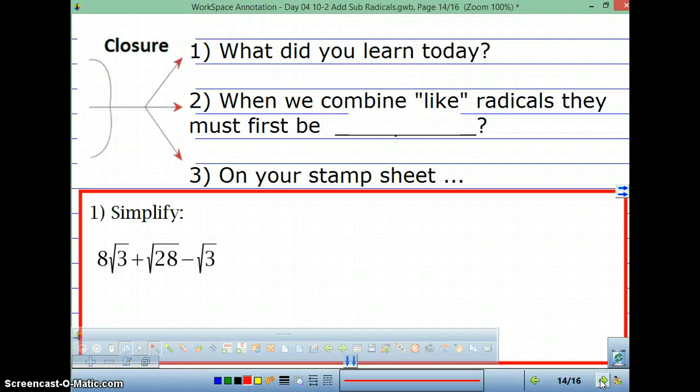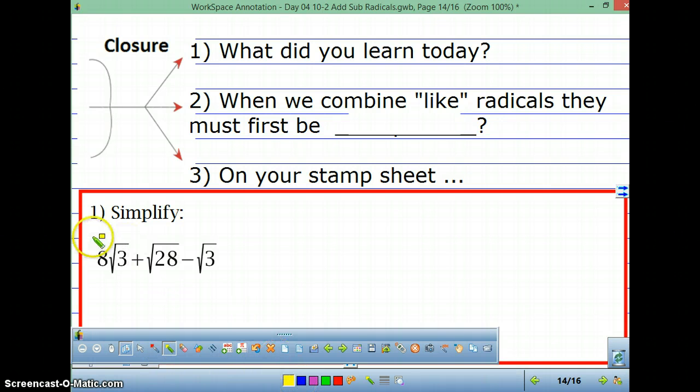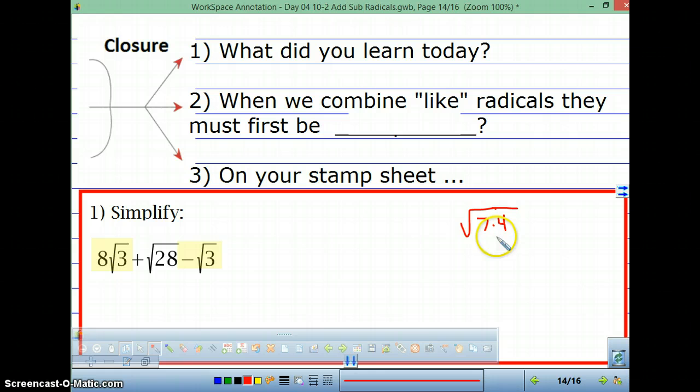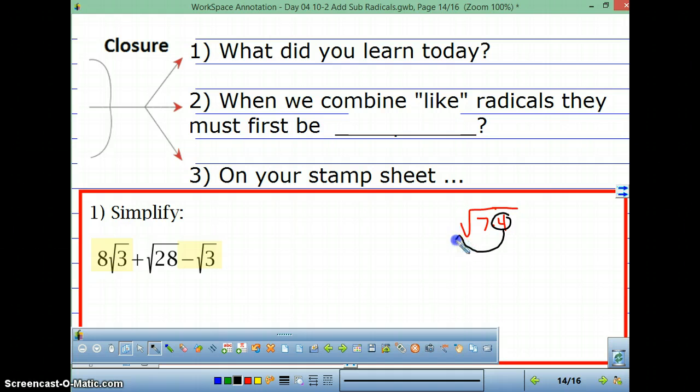All right, that is about how much time I have. Here's the closure. So let's just do this one real quick. We've already got a root 3. Can that be simplified? No. Here's another root 3. That can't be simplified either. So those are definitely like terms already. What about this root 28? That's not a like term, but it might. I think we can simplify that one. Root 28 is the same thing as 7 times 4. Prime, perfect square. Let's take the square root of that perfect square out of the radical.